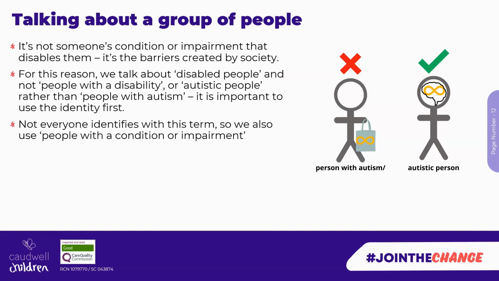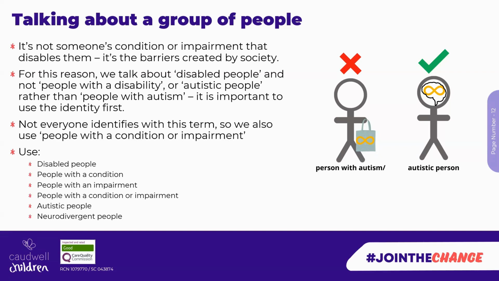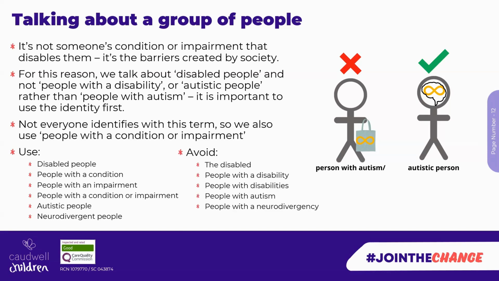Whereas saying an autistic person or a disabled person, it puts that identity first. Not everyone identifies with that term, so we also use people with a condition or impairment. So we might use words such as disabled people, people with a condition, people with an impairment, people with a condition or impairment, autistic people, or neurodivergent people. So neurodivergent incorporates things like ADHD, dyslexia, dyscalculia, things like that. But we want to avoid terms like the disabled, people with a disability, people with disabilities, people with autism, and people with a neurodivergency.